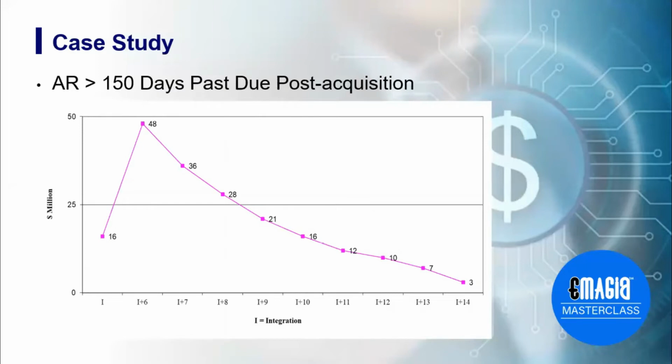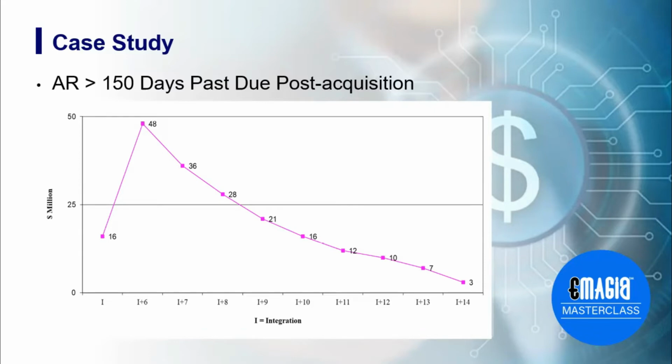Here's a graphic representation of that scientific equipment company. The AR over 150. If you look at the horizontal axis, you see the letter I there at the far left, 16 million. That's when the integration started. You can see in 6 months, it went up to 48 million. It took 4 months to bring it back down to 16 million.